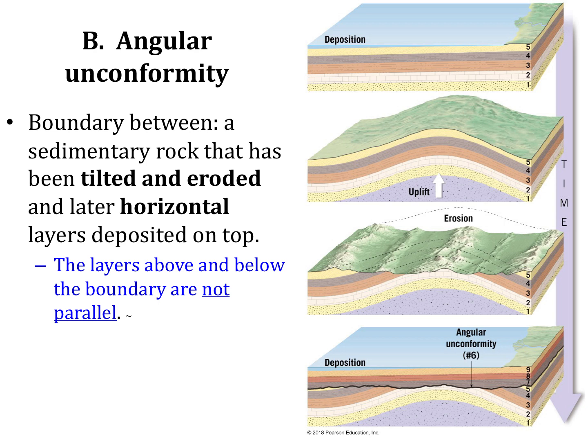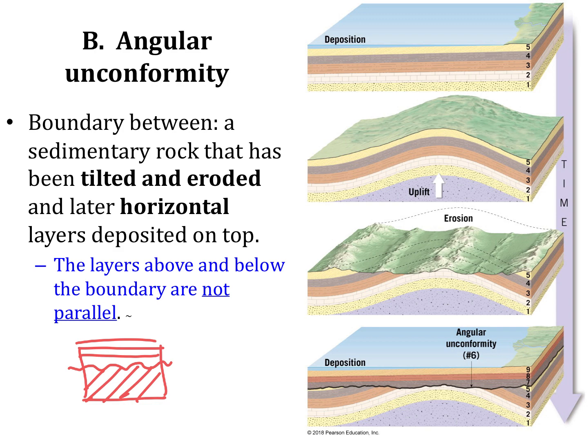Next, we have an angular unconformity. So this is a boundary where you have tilted sedimentary rocks underneath the boundary and horizontal sedimentary rocks on top of the boundary. So it could look, if this was just a piece of rock here and this was our unconformity, what we would see are tilted sedimentary rocks with horizontal sedimentary rocks on top of it.